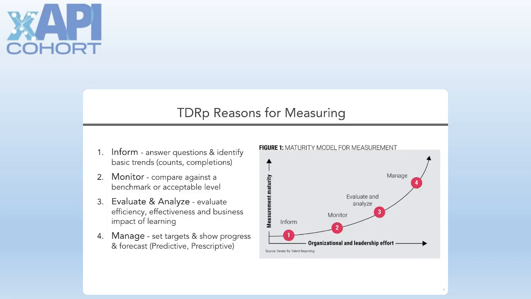And next, you'll likely find the reasons for measuring will change over time as your learning analytics strategy matures. I really like this measurement maturity model from the Center for Talent Reporting. Most everyone starts with measuring to inform by getting counts of things or completions, and then eventually progressing to monitoring, evaluating, and analyzing. And the highest level of measurement is more focused on predictive and prescriptive analytics.